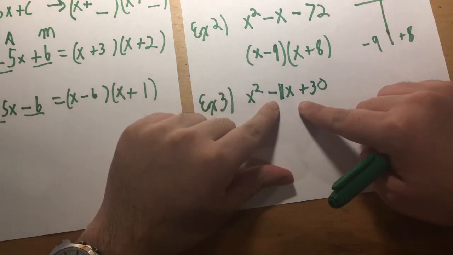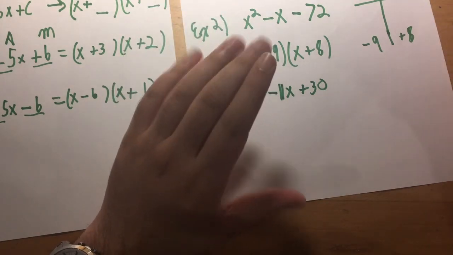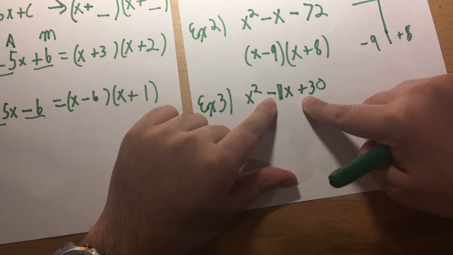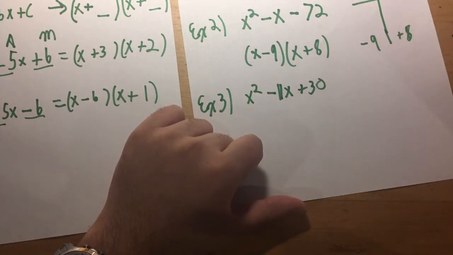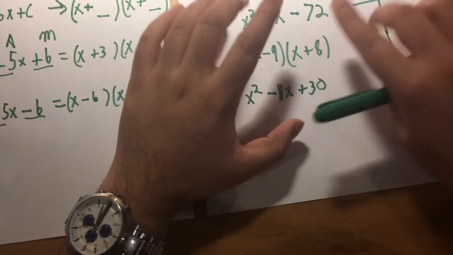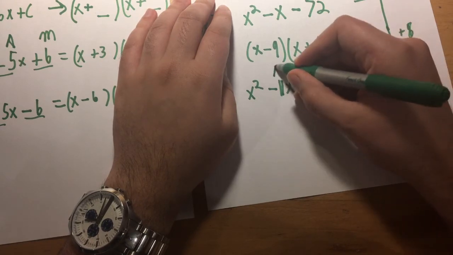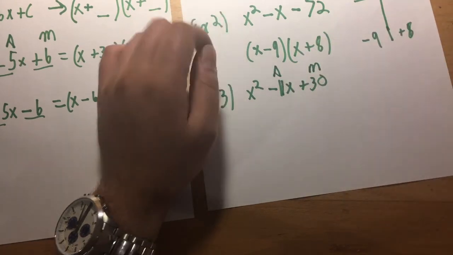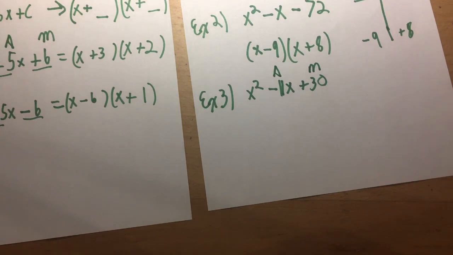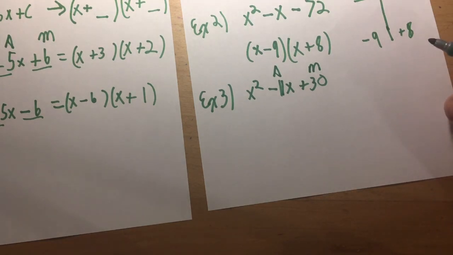But you can kind of tell what factors you need to get, like what the signs are going to be based off the signs here. I know I have to somehow multiply to a positive number. The only way I can do that is if both numbers are positive or both numbers are negative. But I need to add to a negative number. Two positive numbers can never add to a negative number. So, therefore, I can assume that I'm trying to look for two negative numbers.